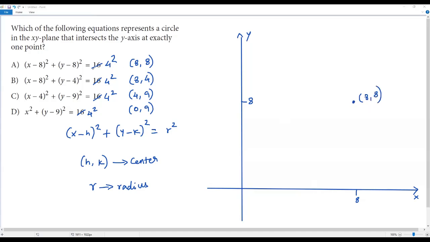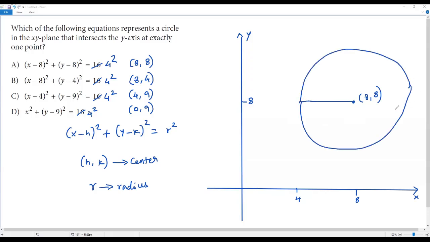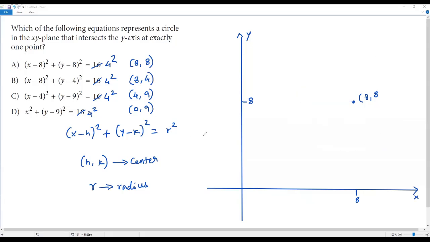Now the radius of the circle in A is just 4 units. So let's draw 4 units of radius. The horizontal distance between the y-axis and the center is 8 units. So if I draw the radius of 4 units, I get a circle like this. This circle does not intersect the y-axis, but we have to find the equation of the circle which intersects the y-axis at exactly one point. So the circle in option A does not intersect the y-axis, and we can reject option A.